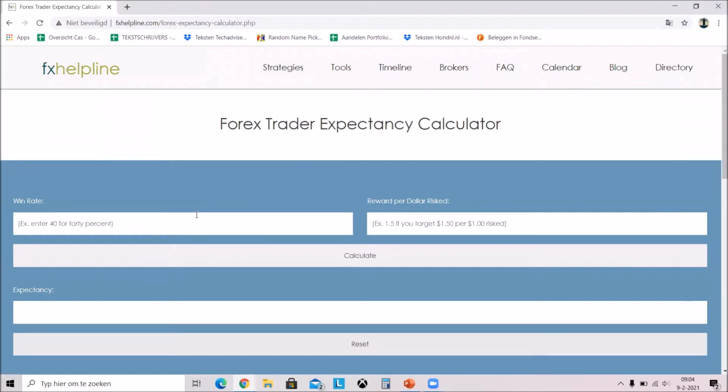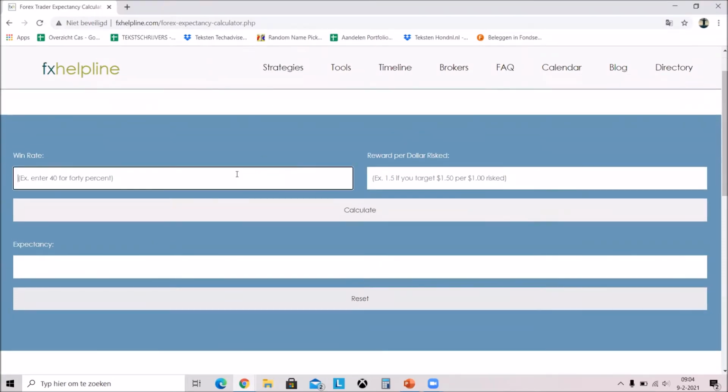All right, so this is a very basic tool to calculate your expectancy. I will fill in my statistics. I have a 65% win rate on average, and I make around 1.2 R, which means if I risk $1, I make $1.2. Then I press calculate and I can see my expectancy is 0.43, which is quite a decent edge. You can see, let's say 55% win rate and one, that's 0.10, which is quite a small edge.